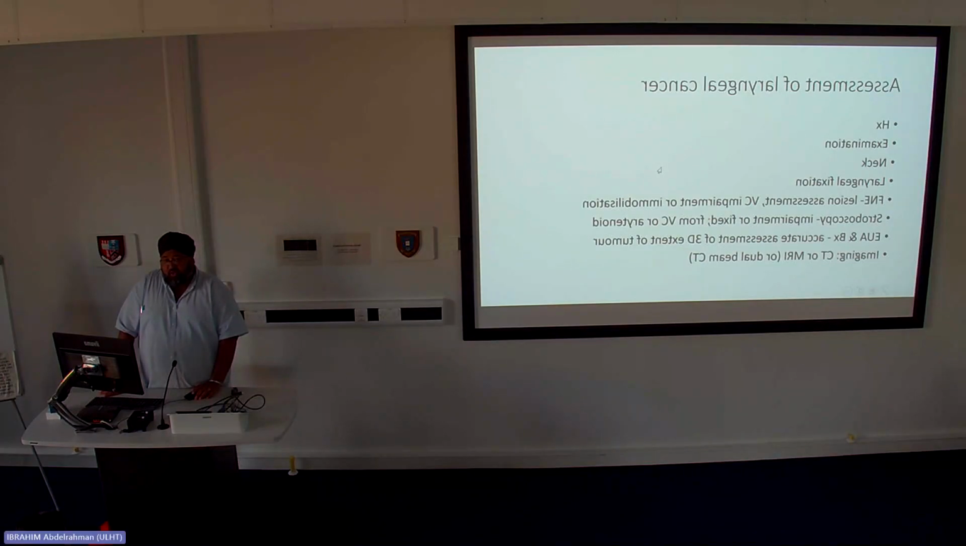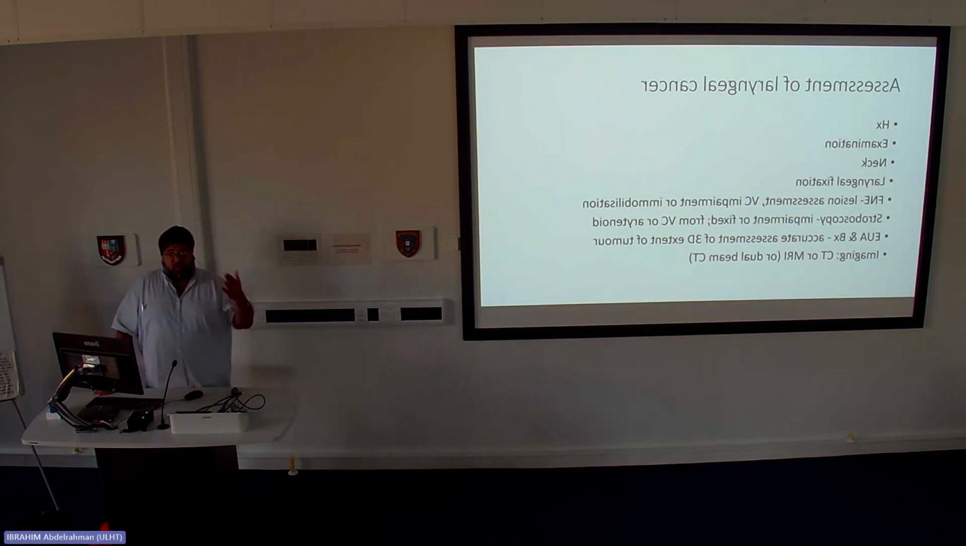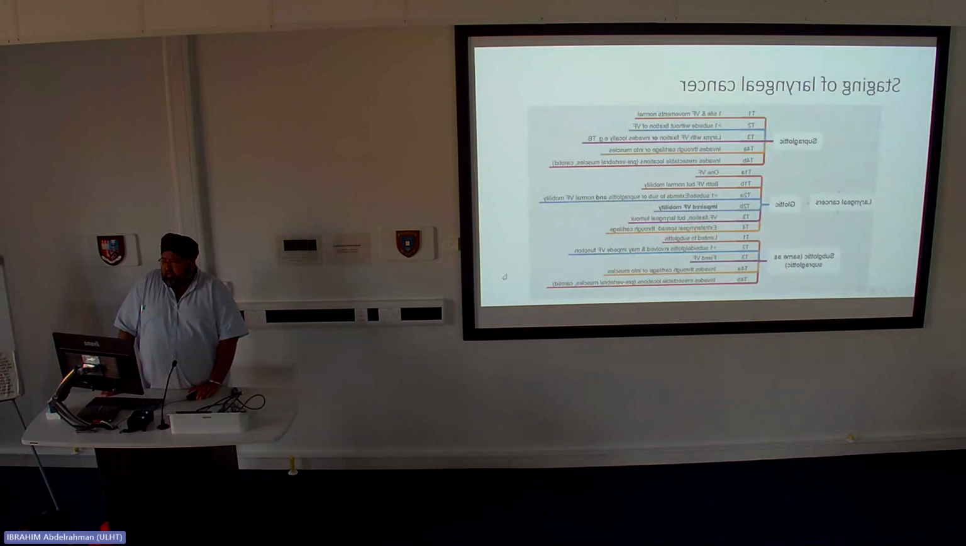You want to EUA them and biopsy them to prove it. You want to get an accurate representation of where the tumour is, where it's going to, and where it's not involved as a whole, to then figure out if you can do resection, and what you damage in effect. Imaging: CT is better for the laryngeal framework. Some people use dual beam CT nowadays. Some people use MRIs, but I'm a big fan of CT for larynxes.